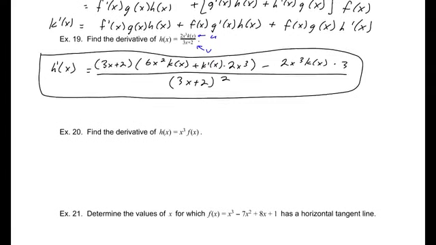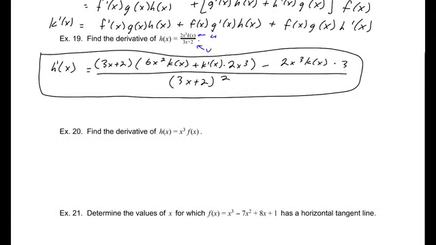All right, number 20. Find the derivative of h of x is x cubed times f of x. This will be our product rule. So the derivative of the first is 3x squared times f of x. There's our u and our v. Plus derivative of the second, f prime of x times x cubed.